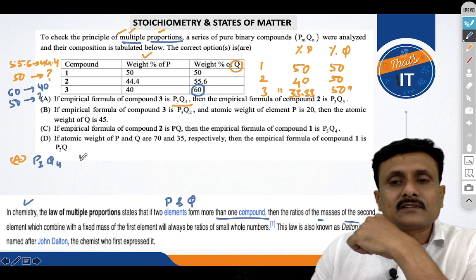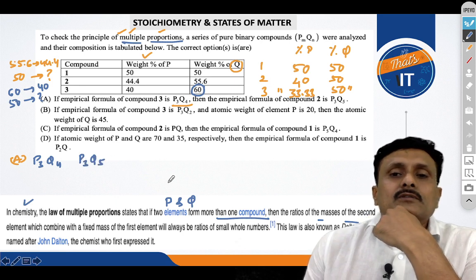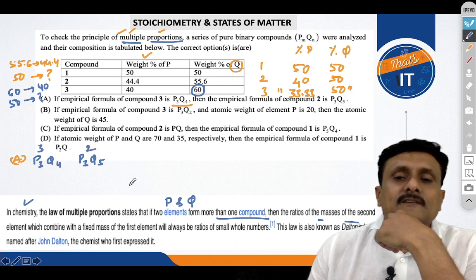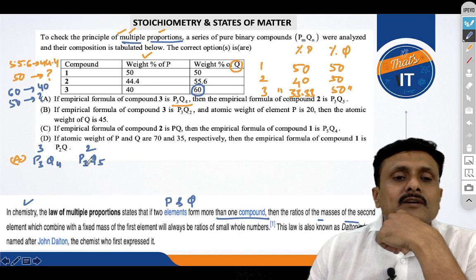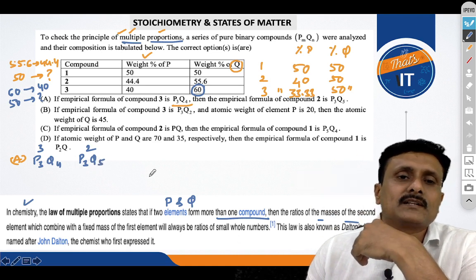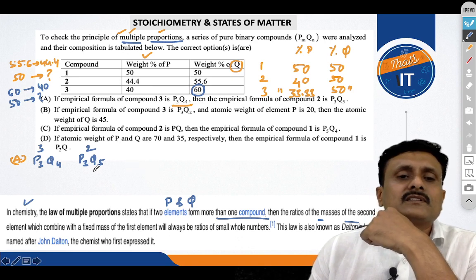P3Q4. We are going to fix this with compound 3. This is compound 3, and this is compound 2, isn't it? So we are going to bring these two to the same value, and then compare the masses as per the law of multiple proportions, right? So let's see what the mass of this is.